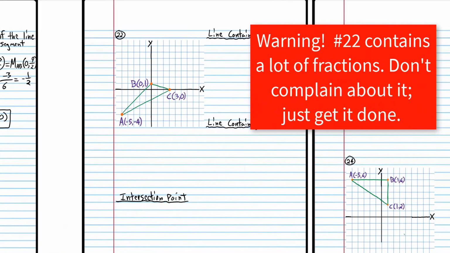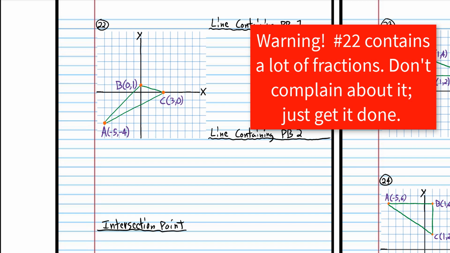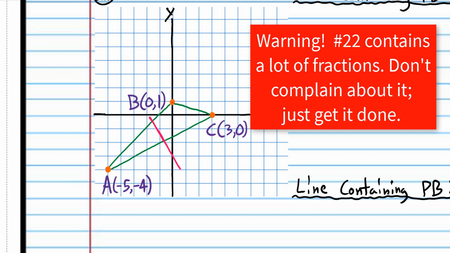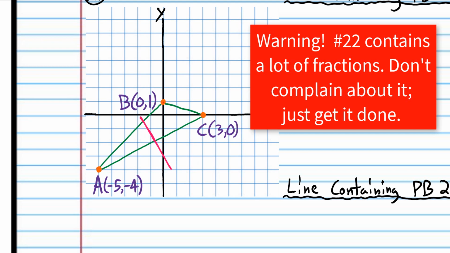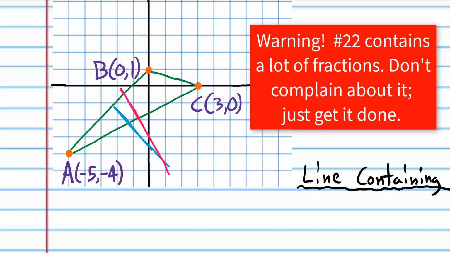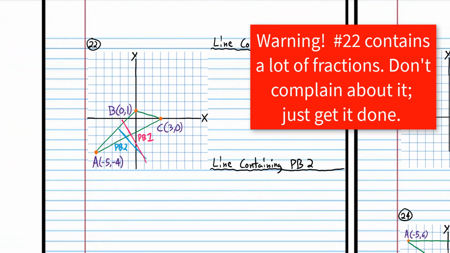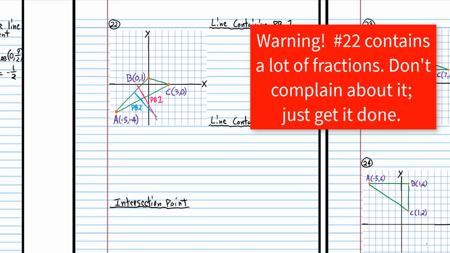All right, so why don't you try number 22. I'm going to use this perpendicular bisector, and this perpendicular bisector, if you want to work along with me, so I'm going to call this perpendicular bisector 1 and perpendicular bisector 2. So go ahead and try number 22. When you come back, we'll do it together. All right, we're back.